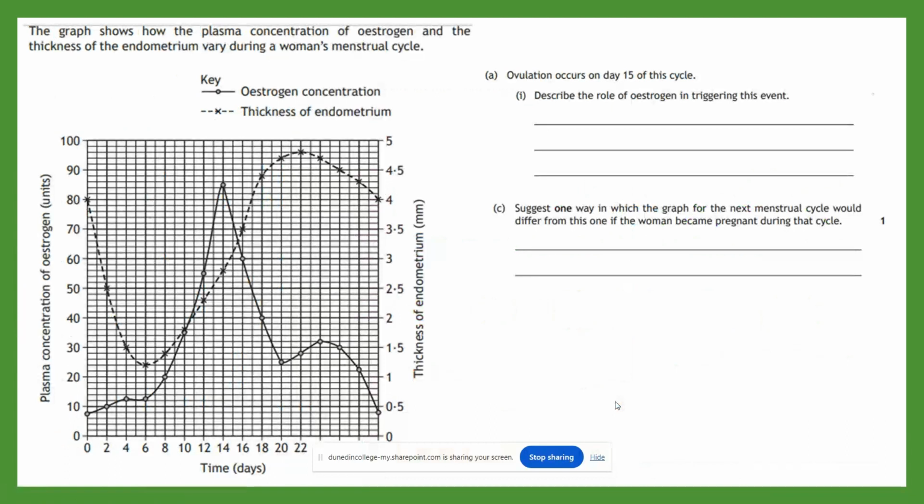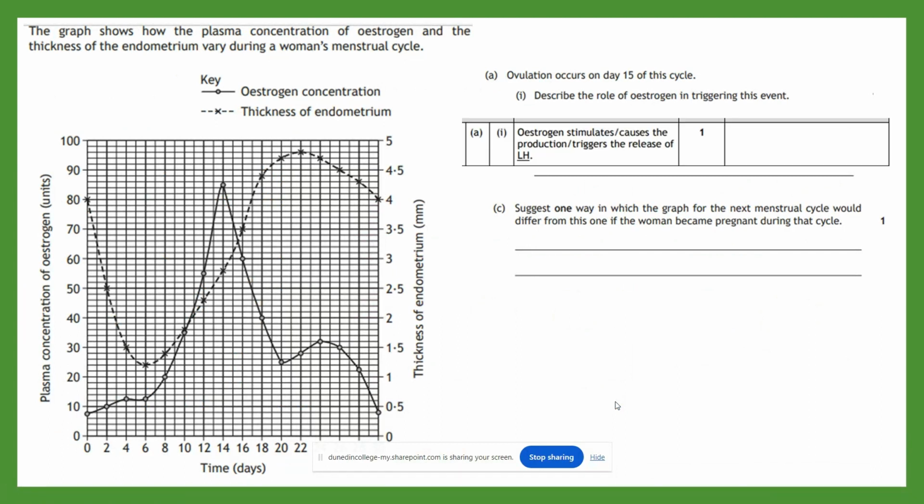Part A tells us ovulation occurs on day 15 of the cycle. That must be when LH spikes. But you're asked to describe the role of estrogen in triggering this event, so this is going to be about linking these two hormones. We know ovulation is caused by LH, but we don't get that surge or spike of LH without the estrogen. So your answer will be: estrogen stimulates or causes production, or triggers the release, of the LH.